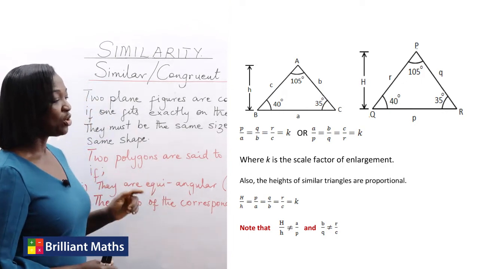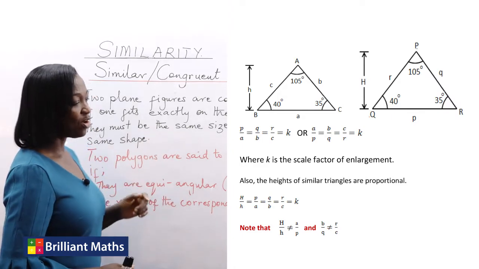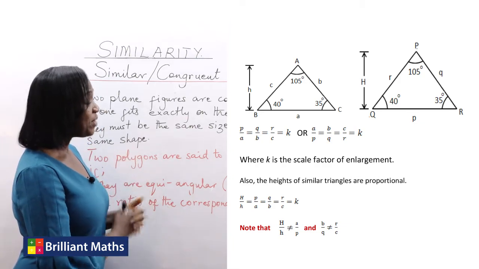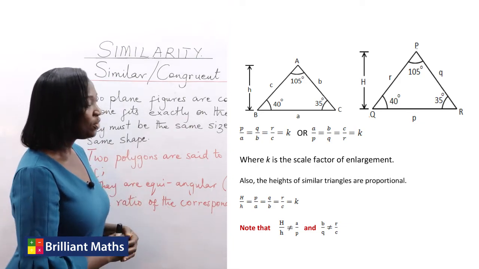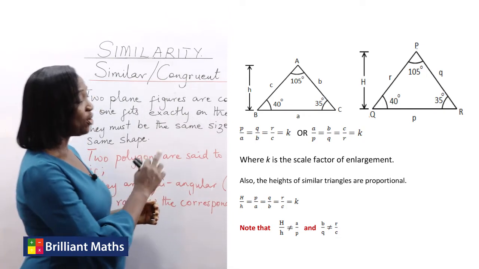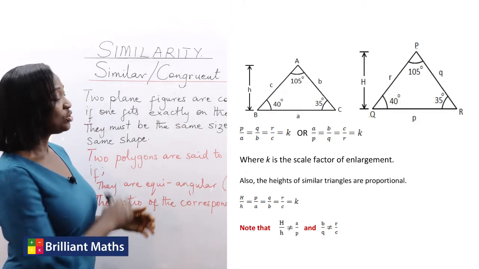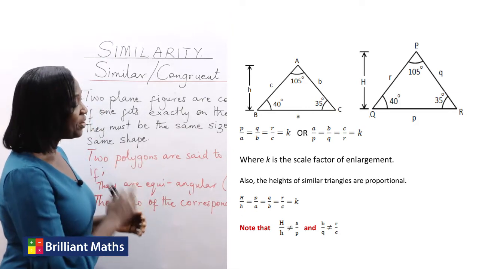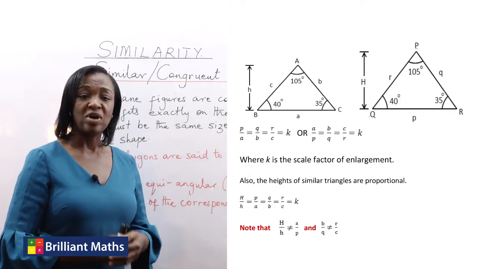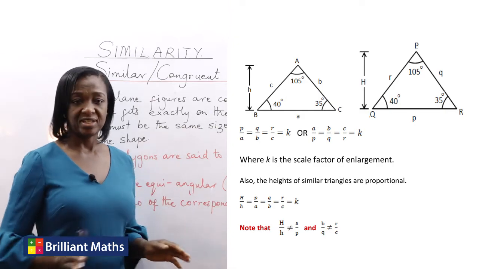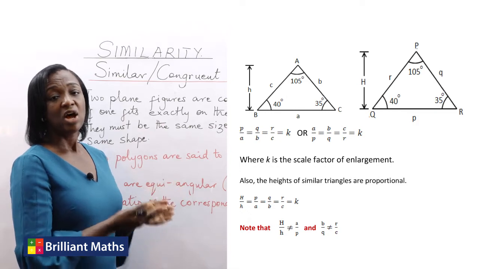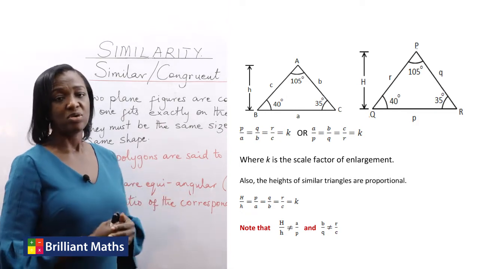BC corresponds to QR, and AC corresponds to PR. So we are saying that AB over PQ is equal to BC over QR, and that is also equal to AC over PR. In writing out the ratio of the corresponding sides, maintain a pattern. Whichever triangle you start out with the sides on top, maintain it across.